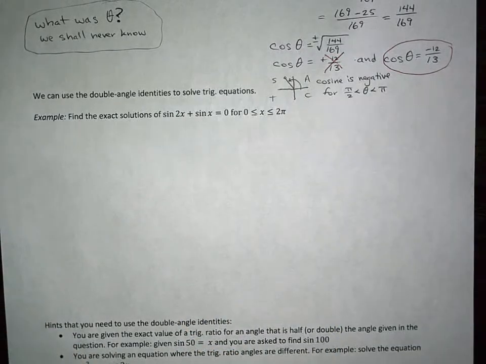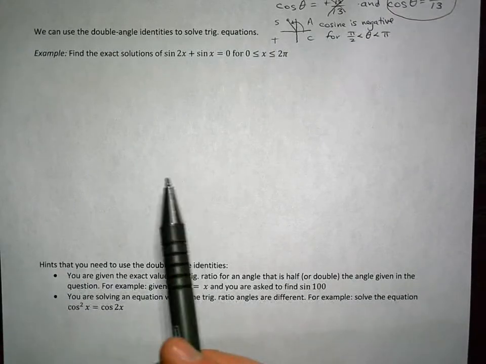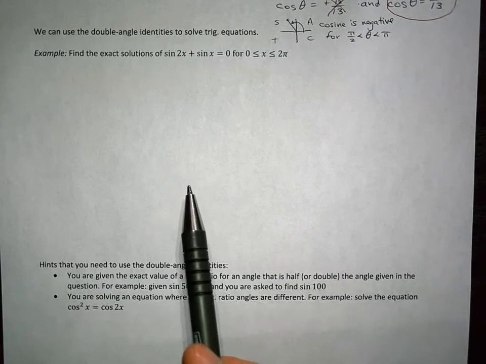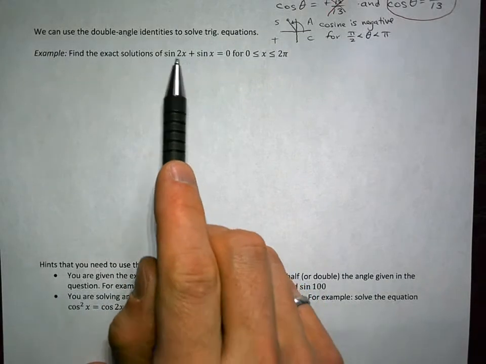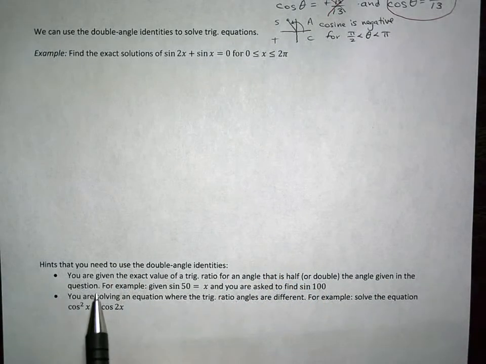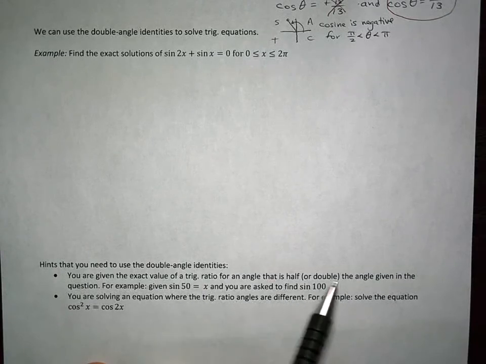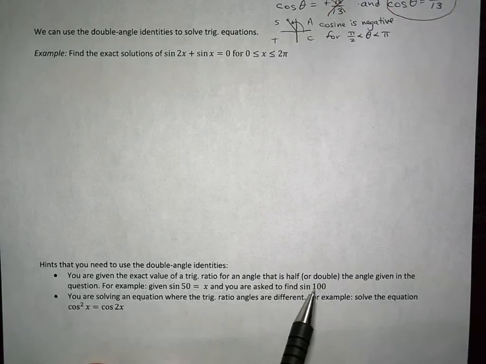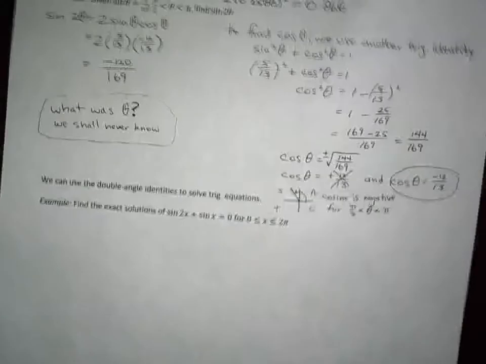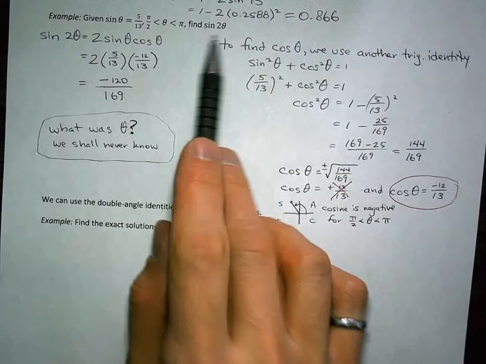I did put some hints down here for using double angle identities, because again, one of the most difficult parts of double angle identities is knowing when you have to use them, because they're harder to use. What I said is, if you're given the exact value for a trig ratio for an angle that is half or double the angle given in the question. For example, if you're given sine 50 and asked to find sine 100, like the question we just did, you were given sine theta, you were asked to find an angle that's double. So it was pretty clear what you had to do.